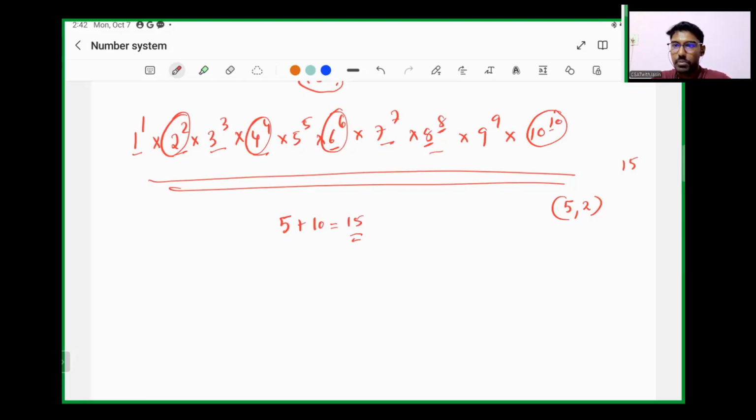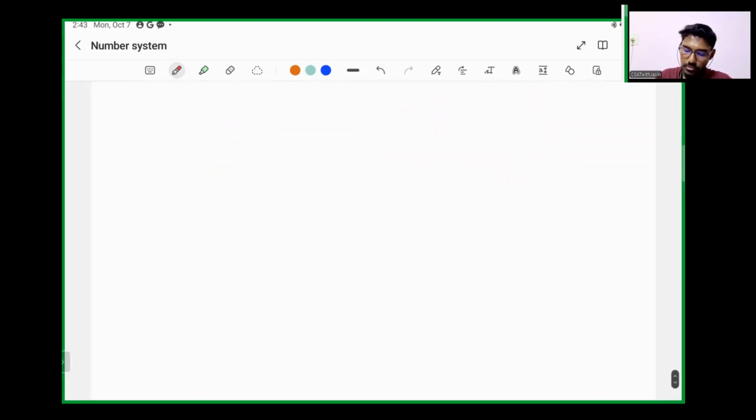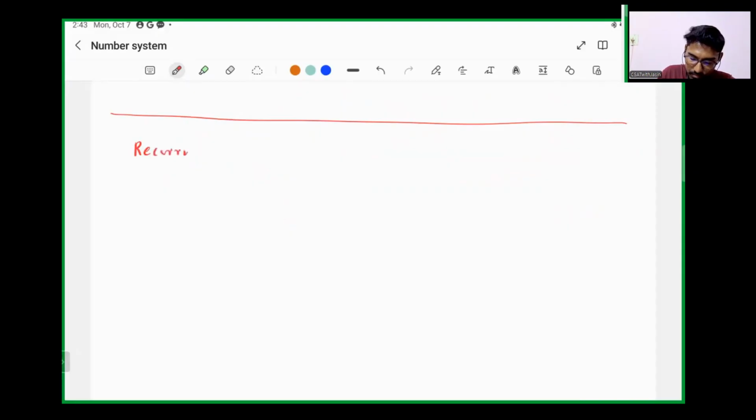Fine. Now, after this number system, I know some of you may be facing difficulty in some areas. Maybe you have specific doubts. So after the number system class, I will arrange a mentorship also. If you want to talk with me directly and convey your doubts, you can do that. Okay. So that's all about the number of zeros at the end. Now we'll be moving forward to recurring decimals.